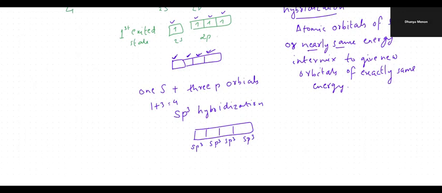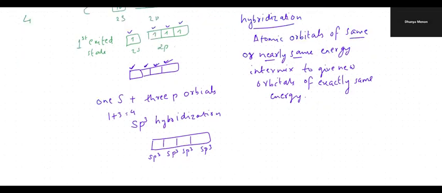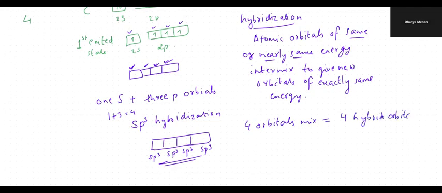So hybridization means the intermixing of the atomic orbitals of same or nearly same energy to give a new set of orbitals having same energy. And the number of orbitals that mix, for example, if 4 orbitals mix, you will get 4 hybrid orbitals. If 3 are mixing, you will get 3 hybrid orbitals. So how many orbitals are mixing? That much number of hybrid orbitals you will get.